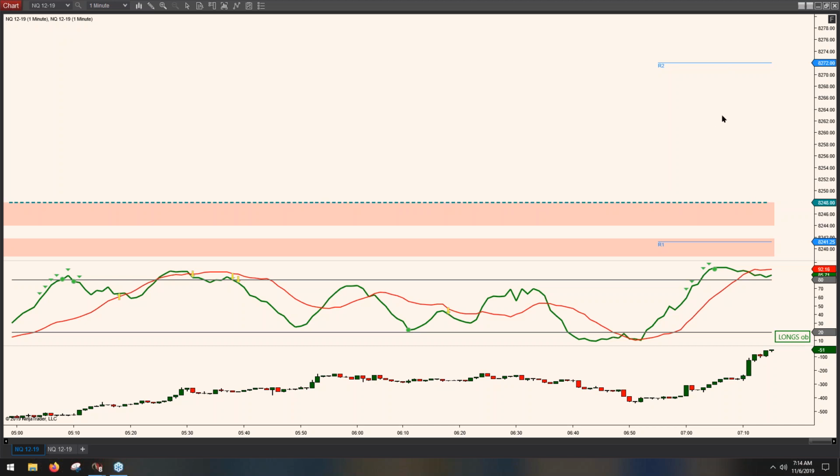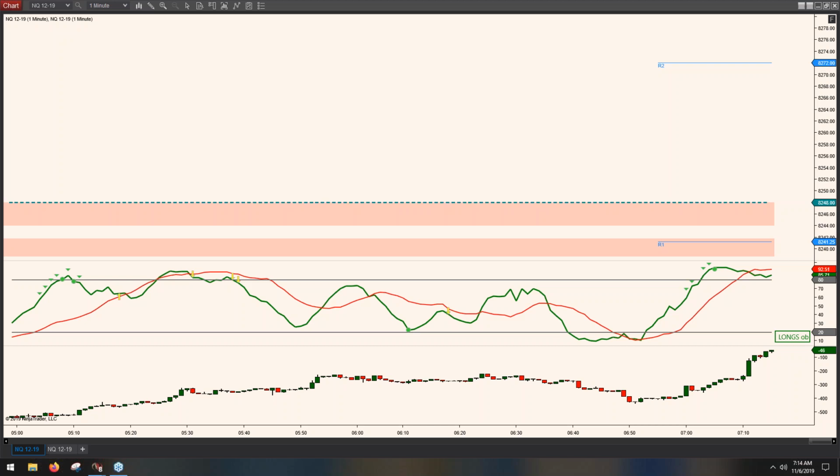So I'm going to show you what I like to do, and if you're somebody who prefers Fibonacci projection, then go right ahead. But this is what I do, and it really works. Okay, so let me flip charts. Like I said, here's R2 at 82.72.